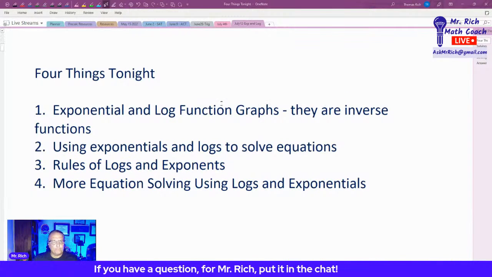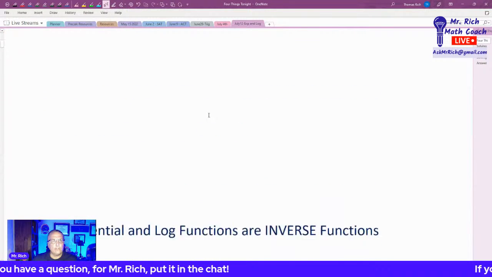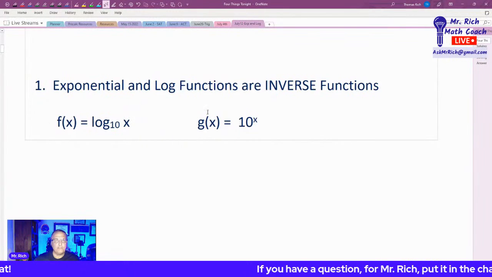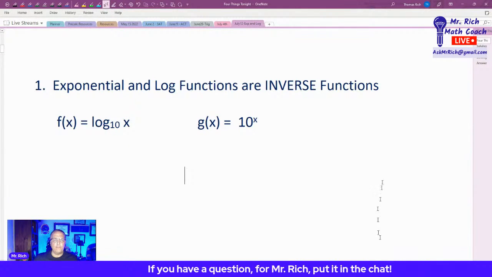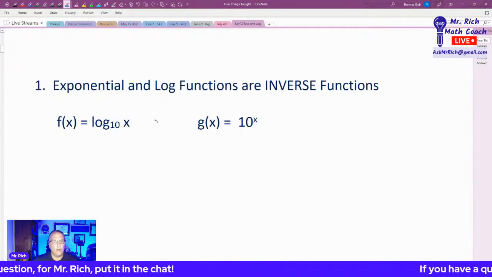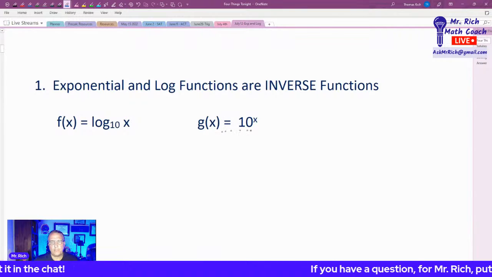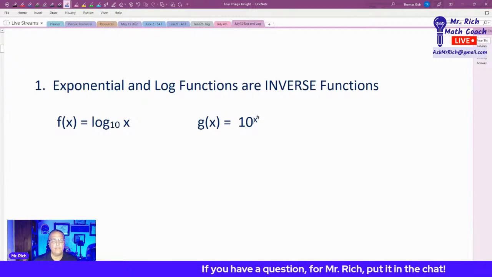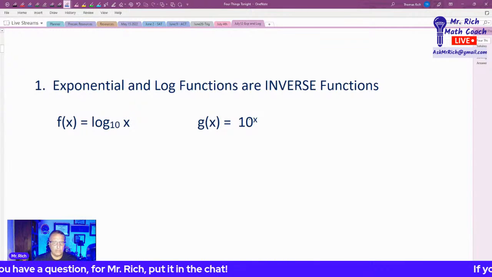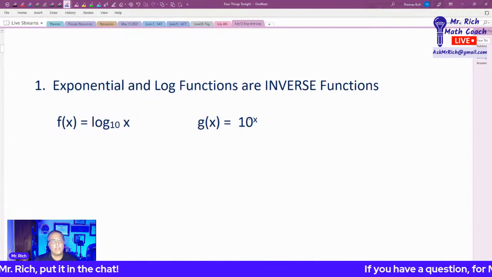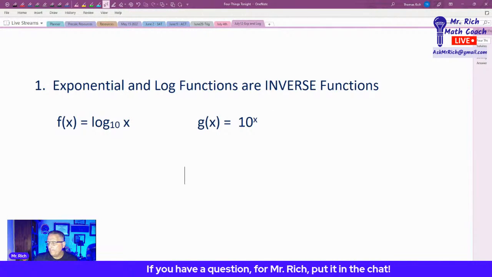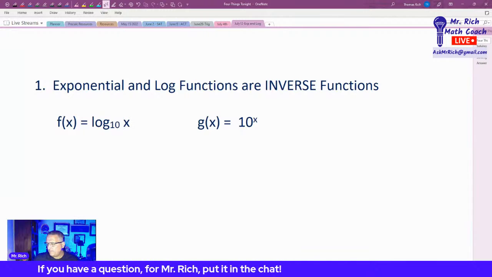All right, so let's get right to it. I want to start off by taking a look at exponential and log functions and emphasize the fact that they are inverse functions of each other. If we consider these two functions, f of x being log base 10 of x and g of x being 10 as a base raised to the x power, those are definitely inverse functions. I'm going to go into Desmos and show you the graphs of these functions and just remind ourselves what they do look like. So let me share that.